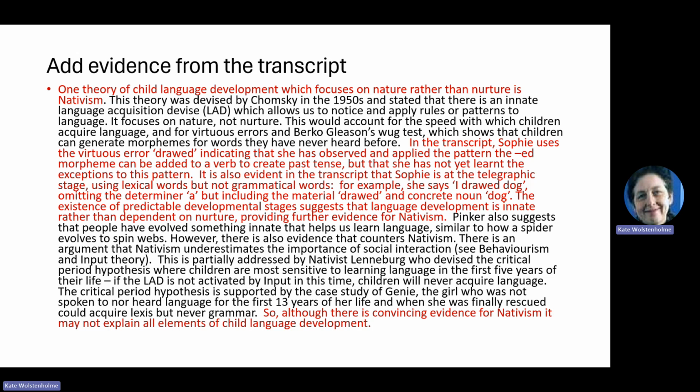So I've pulled out from the transcript a virtuous error and explained how virtuous errors fit in with nativism. And then I've also talked about the fact that this child is at the telegraphic stage, quoted an example to show how she's at the telegraphic stage. And then talked about how stages suggest there's some innate element to language acquisition, and therefore that links to nativism. I won't read that out to you. You can read it in your own time, but that's the idea.